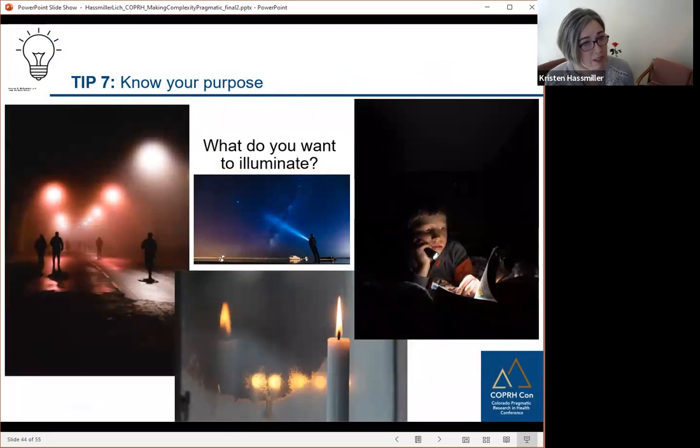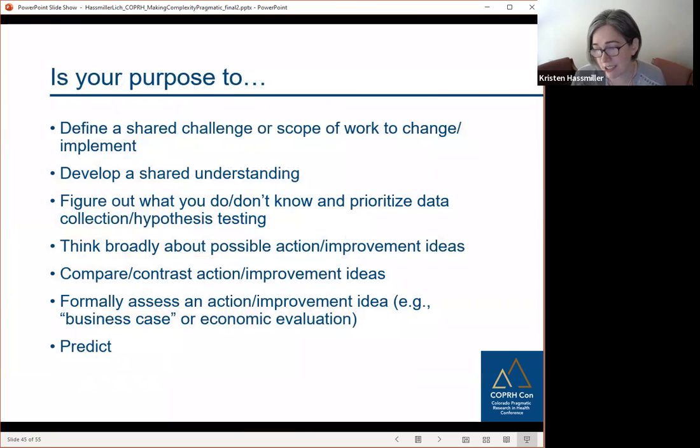So tip 7 is, whenever you engage in a systems mapping or modeling initiative, make sure that you know your purpose. What is it that you want to illuminate? Because these methods can get complex, if we want them to feel pragmatic, you need to be very clear about what you're trying to achieve. And I would encourage you to see this work as iterative. Get started with something lower down in this list. Maybe we want to just figure out what a shared challenge or scope of work could look like, or to develop a shared understanding and vocabulary. There's a lot of different reasons that we might want to bring a systems inquiry to bear in our work. But just get started, get working, and often we can build on that to get further down this list if we need to.